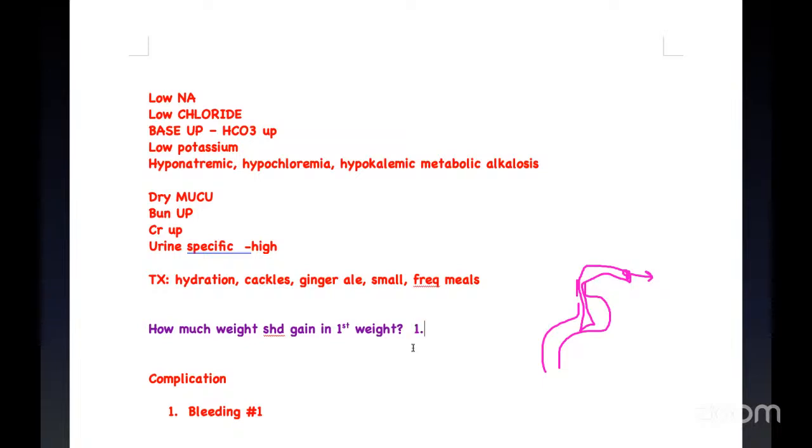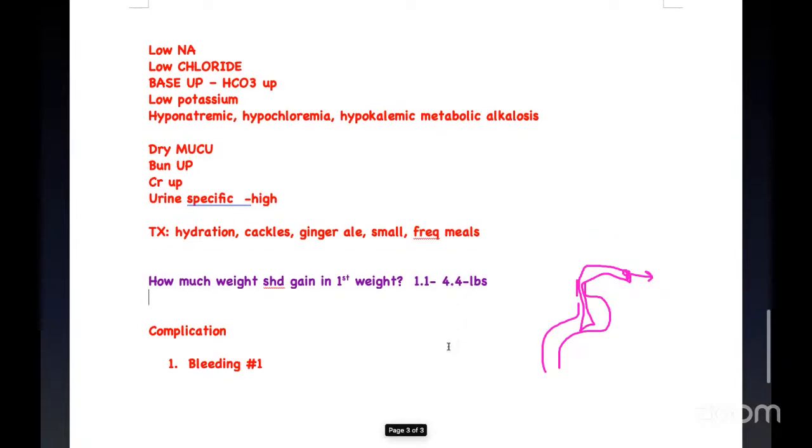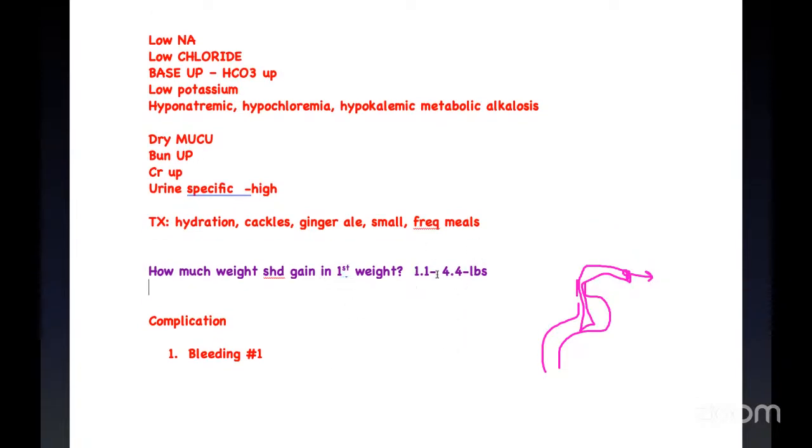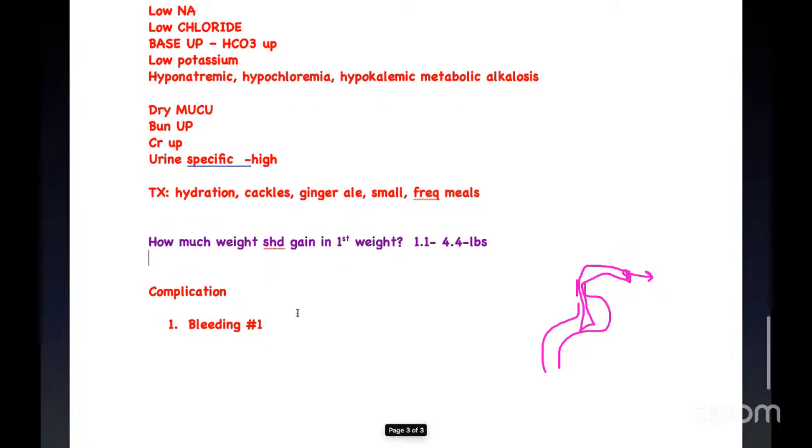So you should gain 1.1 to 4.4 pounds. So you can get 2 pounds. At minimum 1.1, at maximum 4.4. No matter your weight, this is how much you're going to gain. 1.1 to 4.4. No matter your weight, first trimester, this is how much you can gain. But it changes as you progress to second, third trimester, and that will be based on your weight.